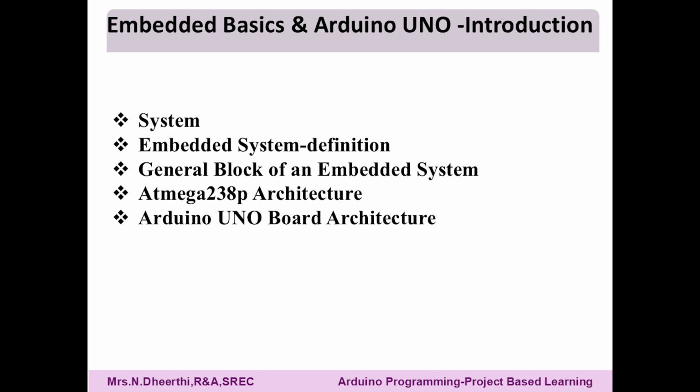The first thing we will be discussing is a system: what is meant by a system and what is the general definition of a system. Next, what is an embedded system, and what is the difference between a system and an embedded system. Then we'll see a general block diagram of an embedded system and the various blocks associated with it. The next topic is the architecture present in an Arduino UNO, that is the ATmega328P architecture, and then the detailed things about the Arduino UNO board.